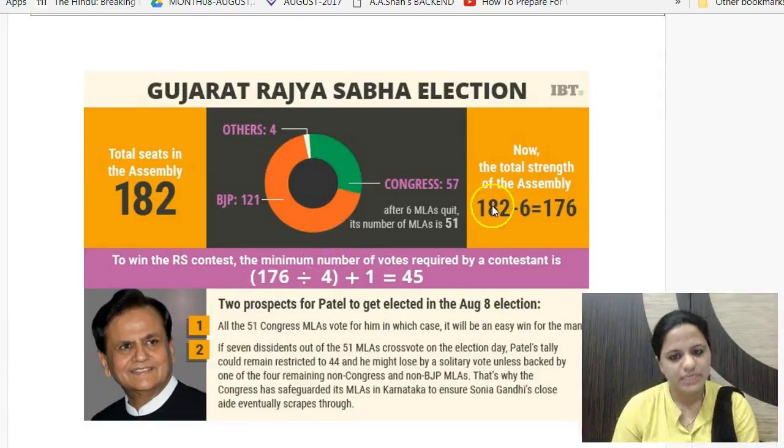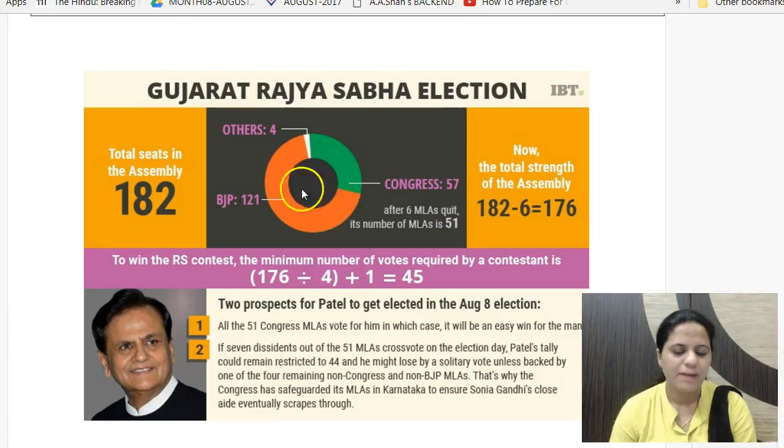This is regarding the Gujarat Rajya Sabha elections too, which is in the news. As we know, 3 seats in Rajya Sabha are to be elected from Gujarat state. Here the state legislative assembly will vote. The strength of the state legislative assembly is 182 members, but as 6 members of Congress quit, the strength has gone down to 176. The number of MLAs from each political party: BJP is the ruling party here, it has 121 seats. Congress has 57 seats.